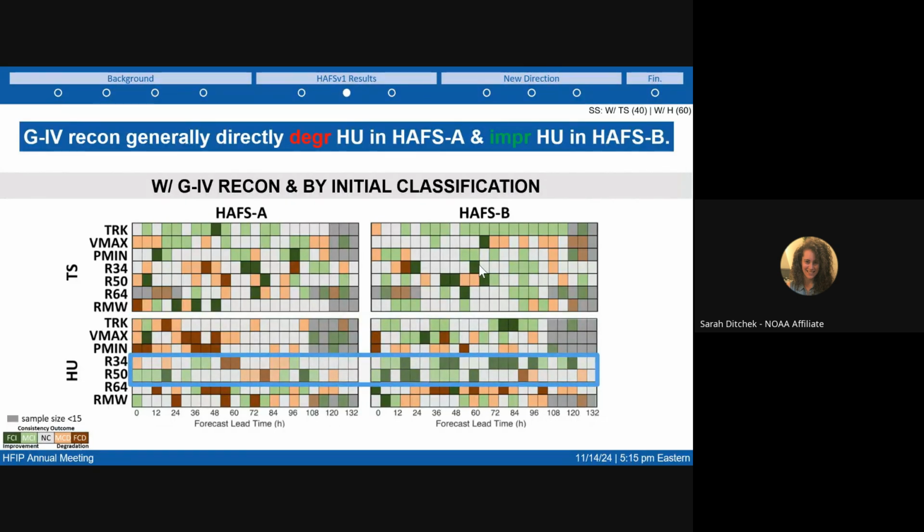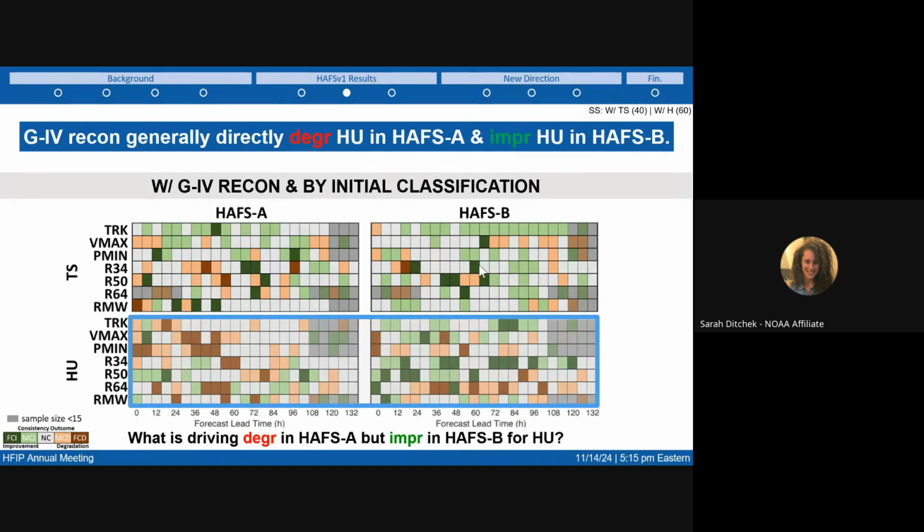Also, G4 recon improved R34 and R50 HAFS B forecasts on the right, which wasn't really seen in HAFS A. And while tropical storm performance between models was broadly similar, even tropical storms had some improvements in HAFS B over HAFS A, but it wasn't nearly as stark as the hurricane contrast.